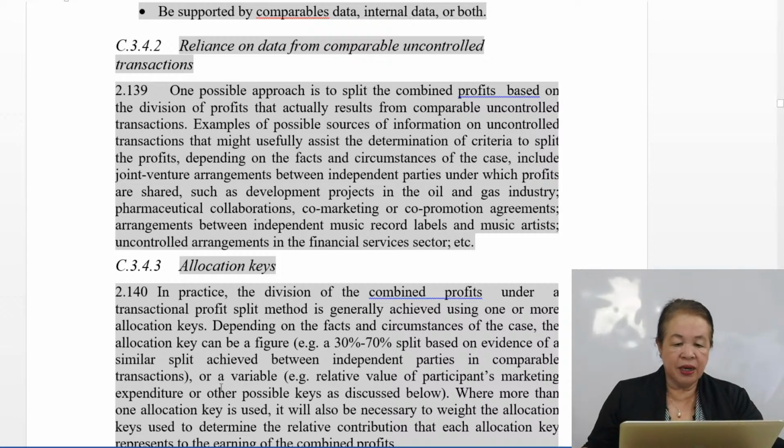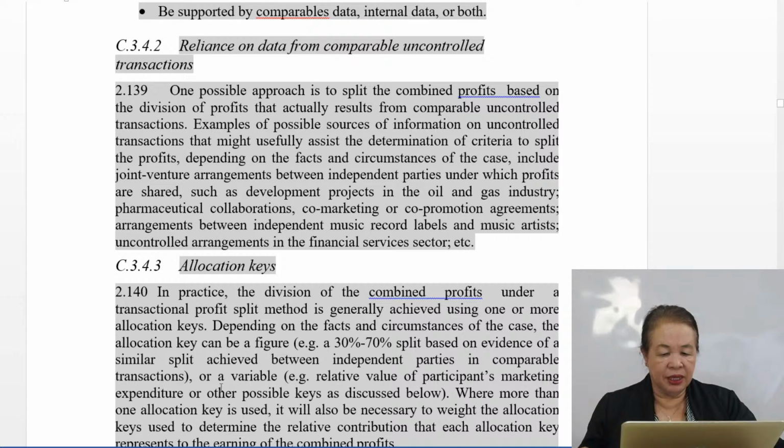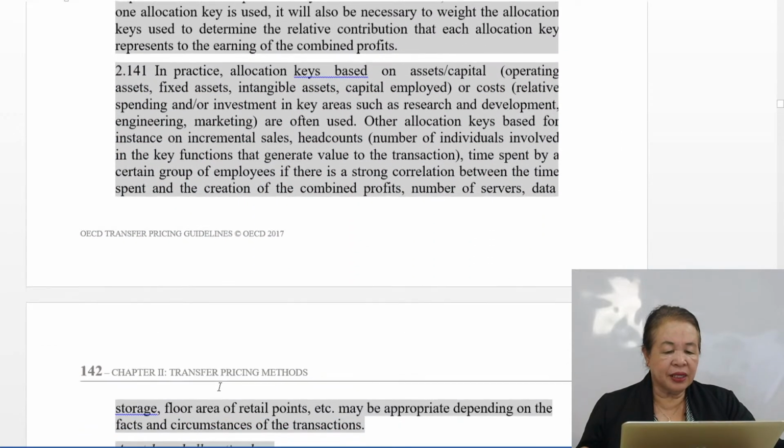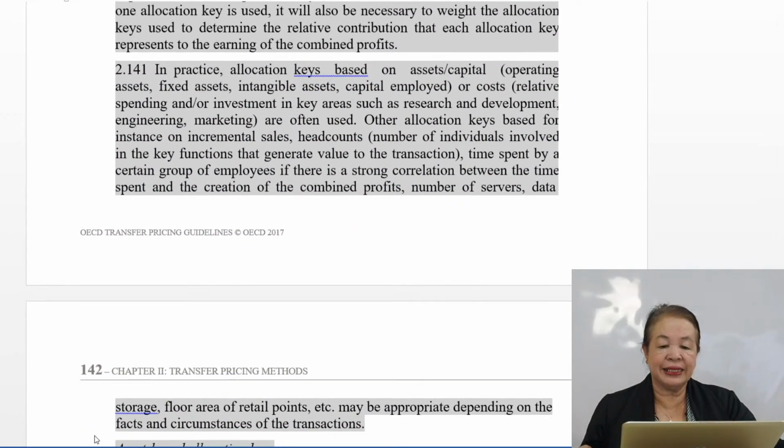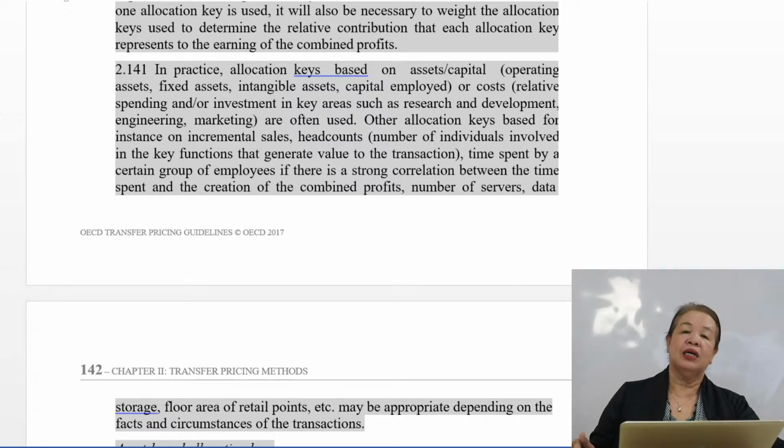So iba-ibang allocation case yung pwedeng gamitin. In practice, allocation case based on assets or capital, pwede rin, no? So halimbawa, yung capital ng ABC, magkakaiba sila. Mas malaki yung kay C, no? So kung i-base mo sa capital, mas malaki yung share ni C, no?